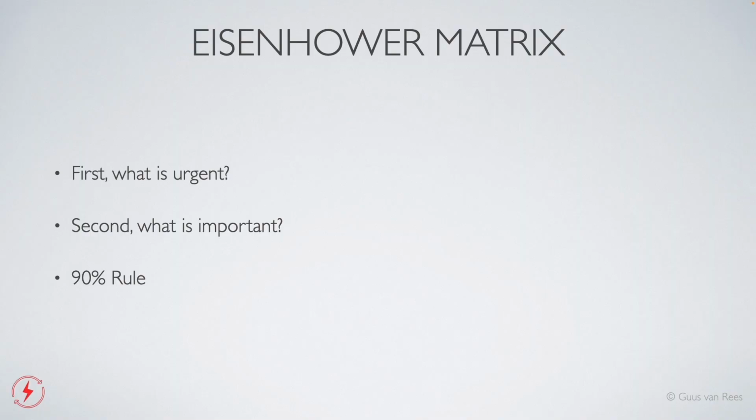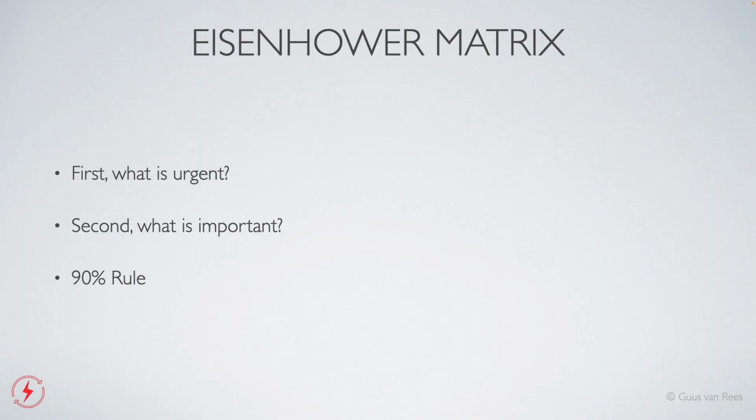So first you must define what is urgent. And after you're done with that, first go through all of your tasks, define which ones are urgent, and then define which ones are important. And I want you to use the 90% rule in order to make these decisions, because what you think is important might not actually be important, or what you think is urgent might not actually be urgent.